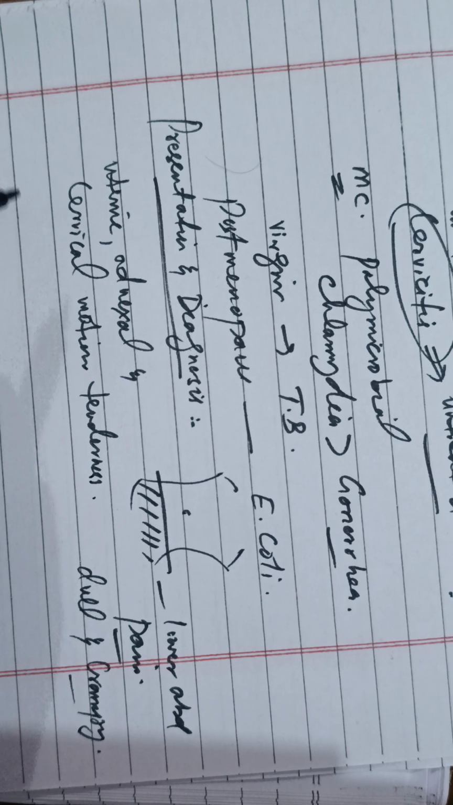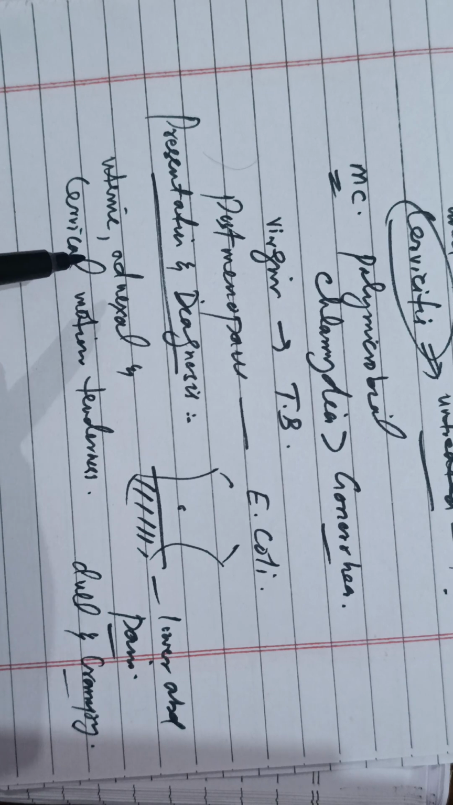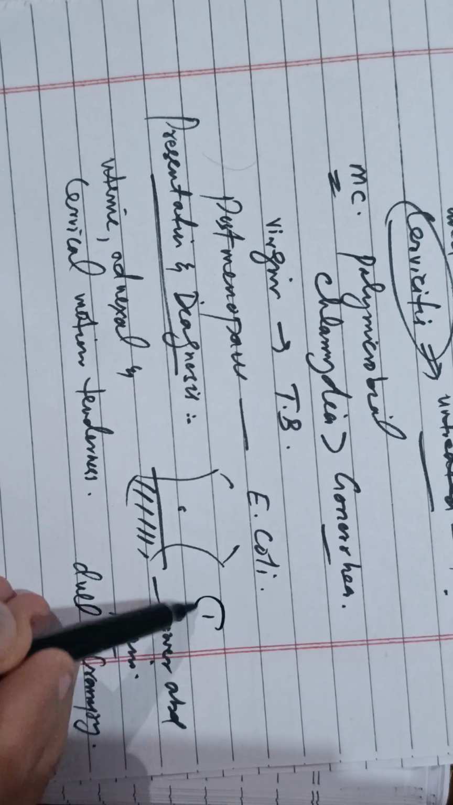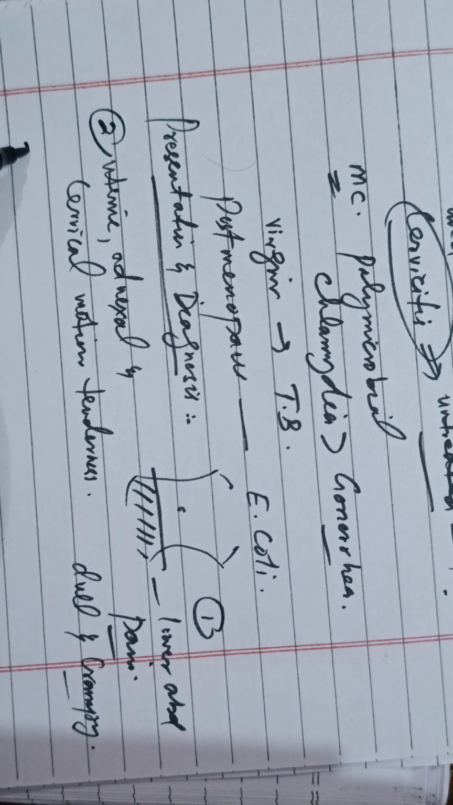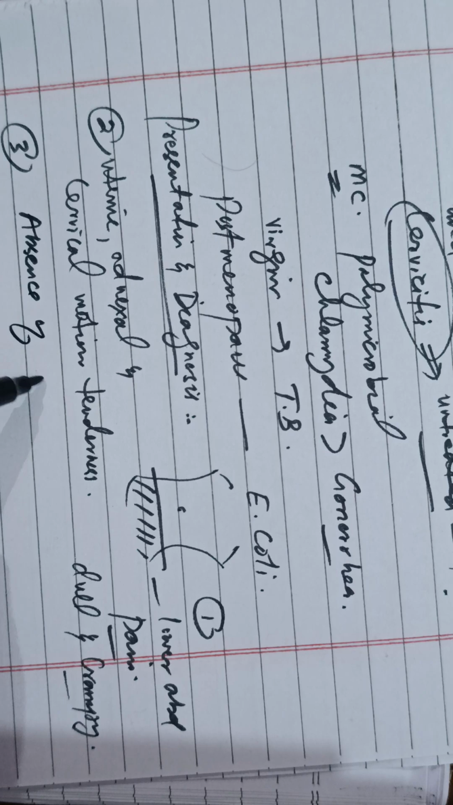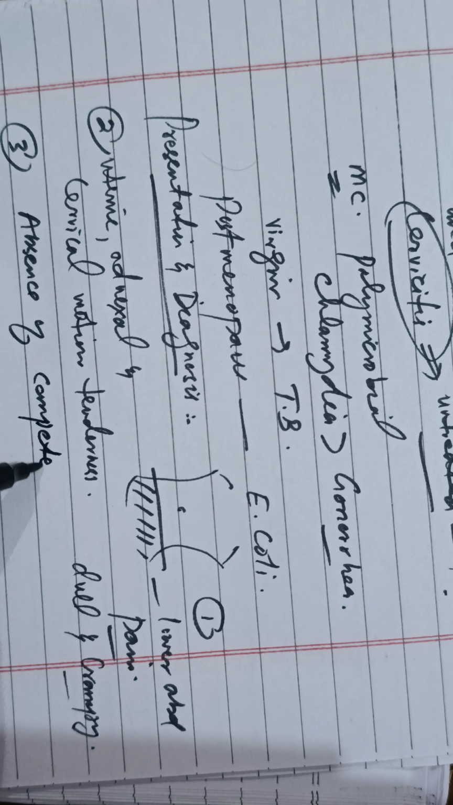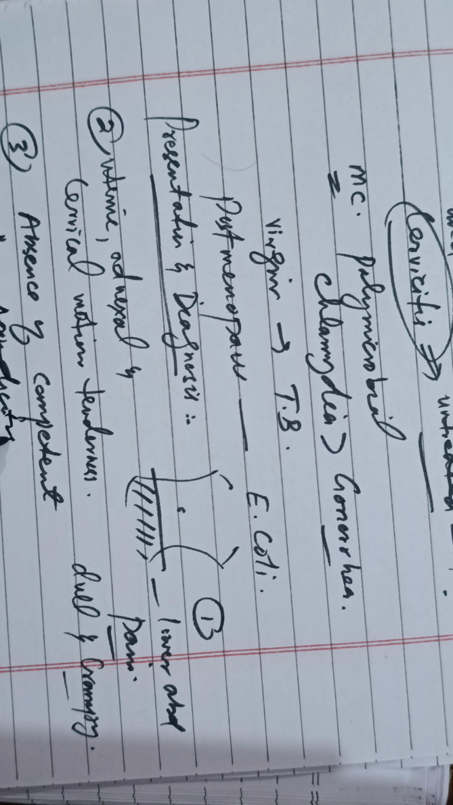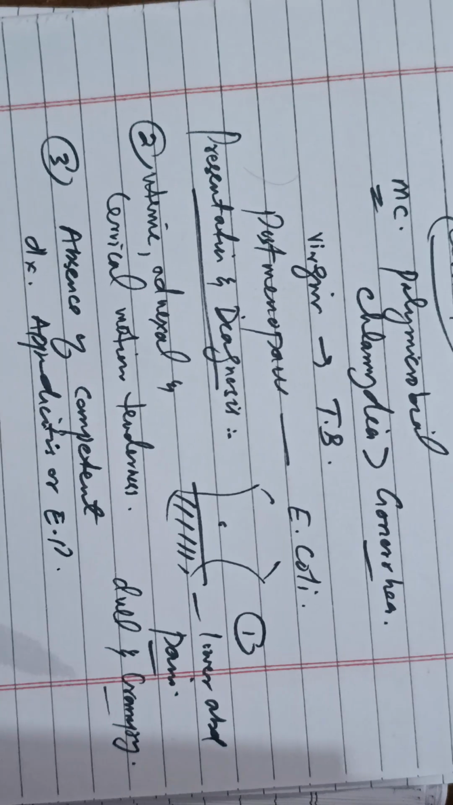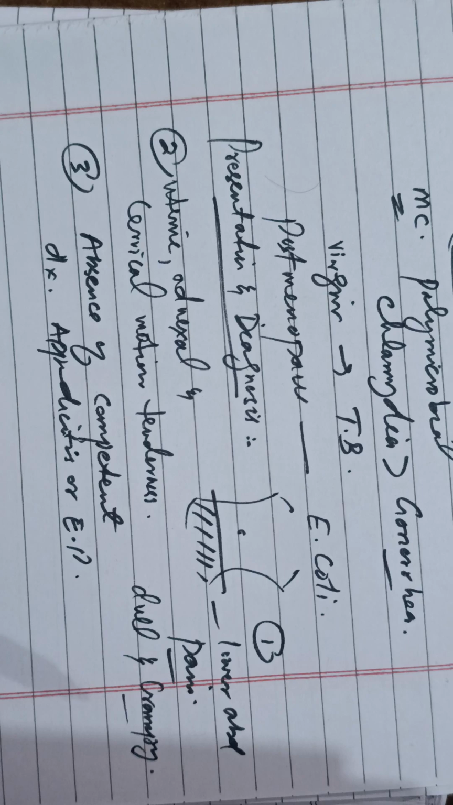Whenever a patient comes with lower abdominal pain as the first feature, the second being this tenderness, and the third, absence of a competent diagnosis. What does this mean? Like the patient has no appendicitis or ectopic pregnancy, then this patient should be treated for PID.